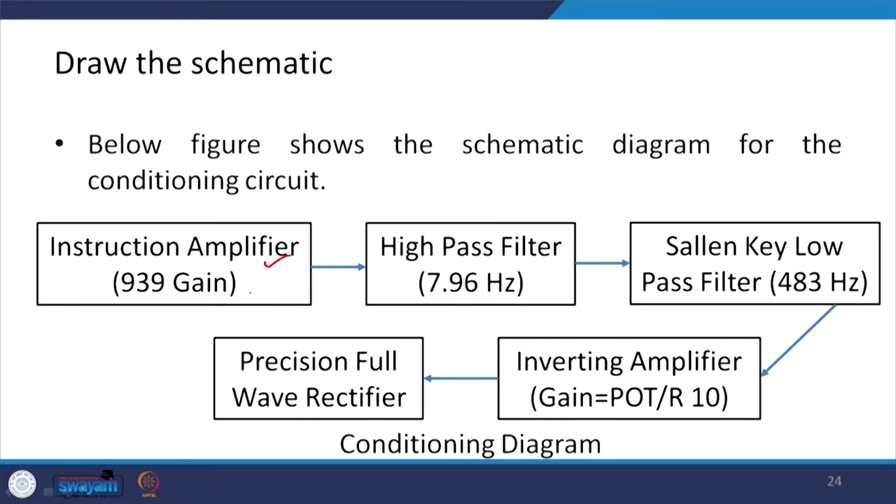So, we show the schematic figure for the conditioning circuit. So, we have the instrumentation amplifier with a gain of 939, then you have the high pass filter, and then there is a Sallen-Key low pass filter, and then we have the inverting amplifier, and then the precision full wave rectifier.